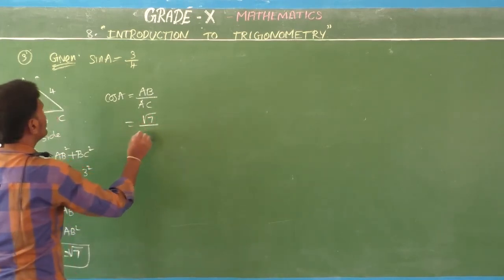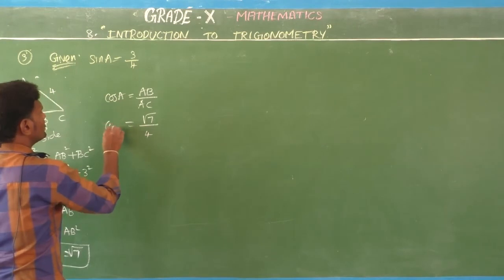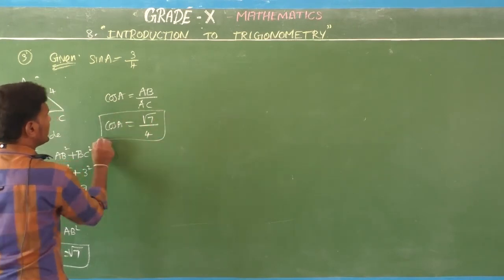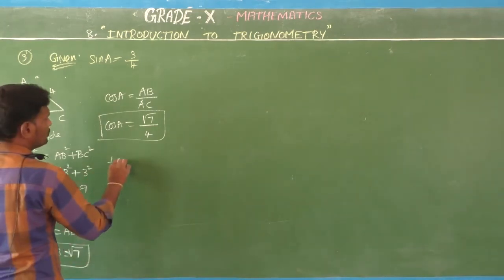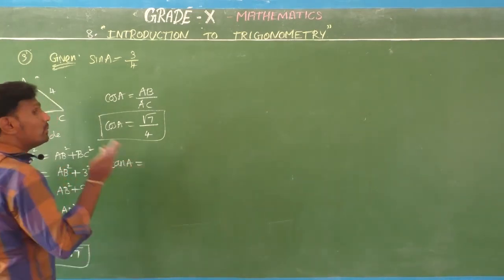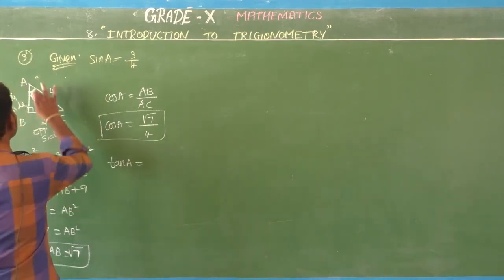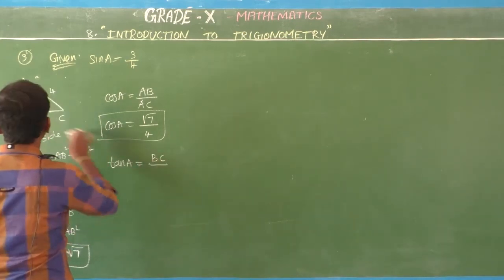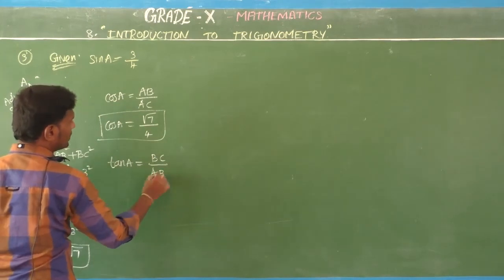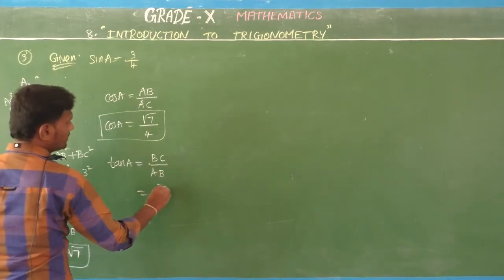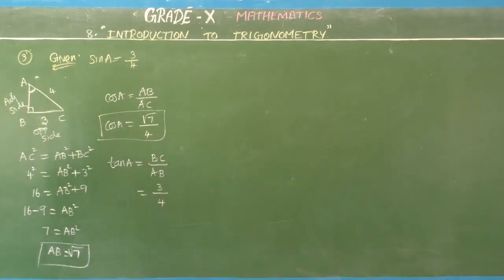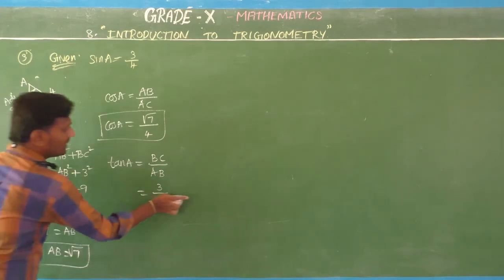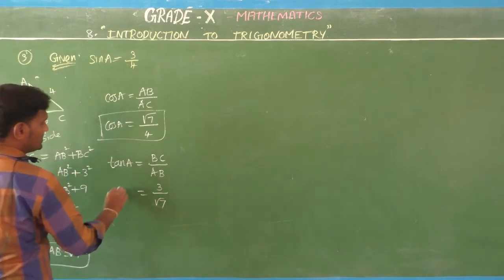Now root 7 divided by 4, so this is the value of cos A. Then we want to find tan A. Tan A is equal to opposite side divided by adjacent side. Opposite side is BC, adjacent side is AB. So BC is 3 and AB is root 7, so that is tan A.